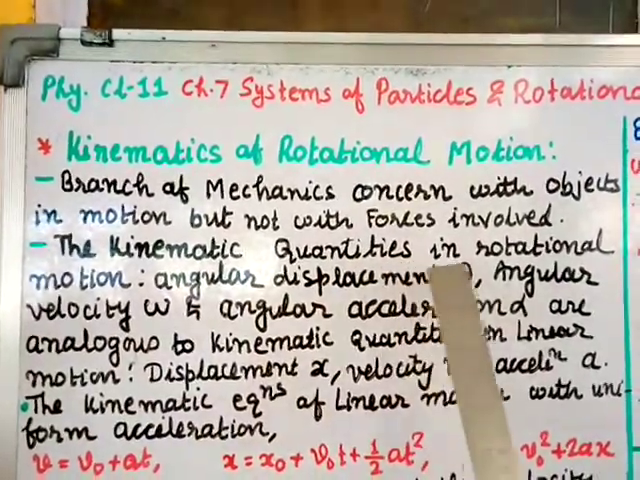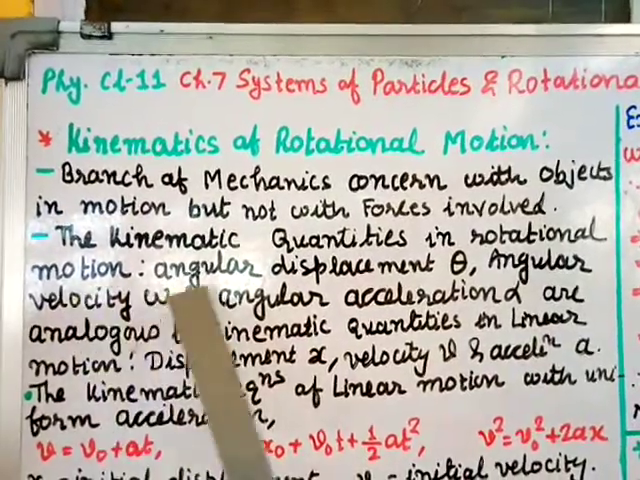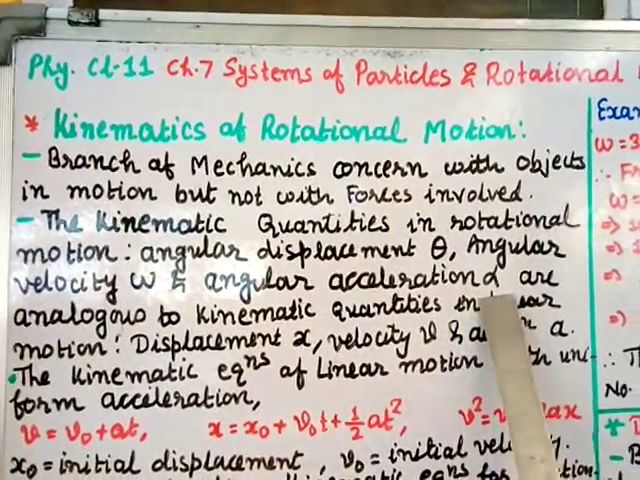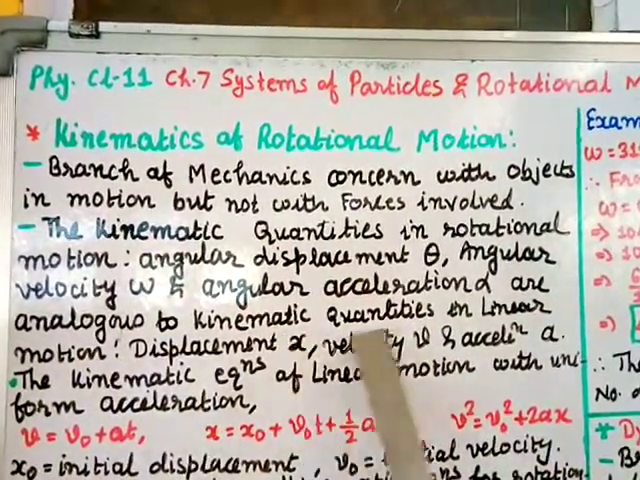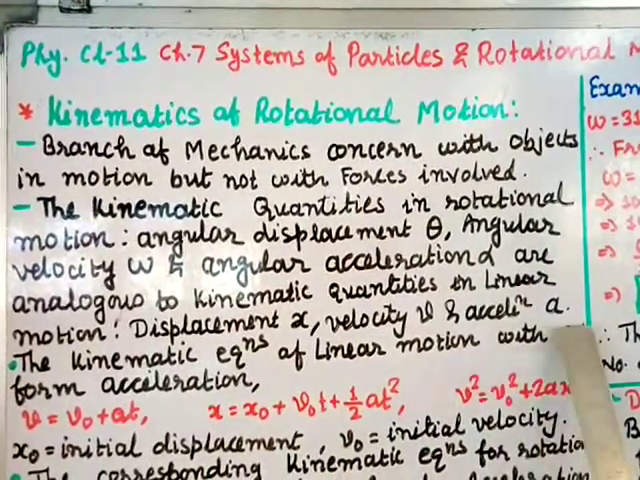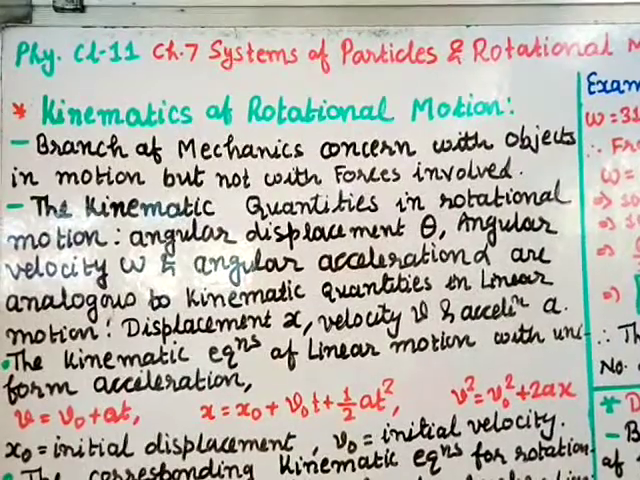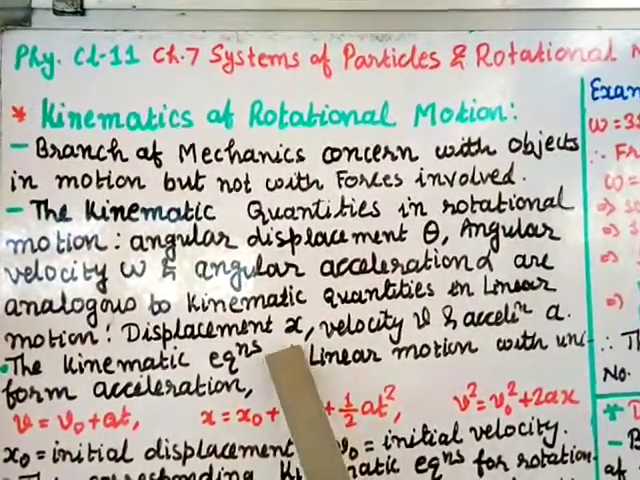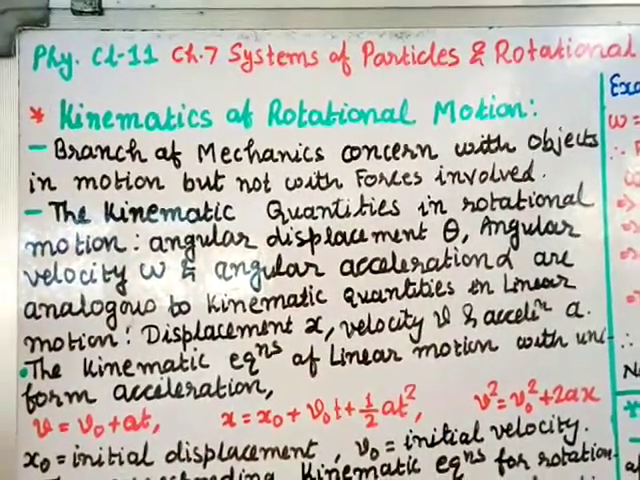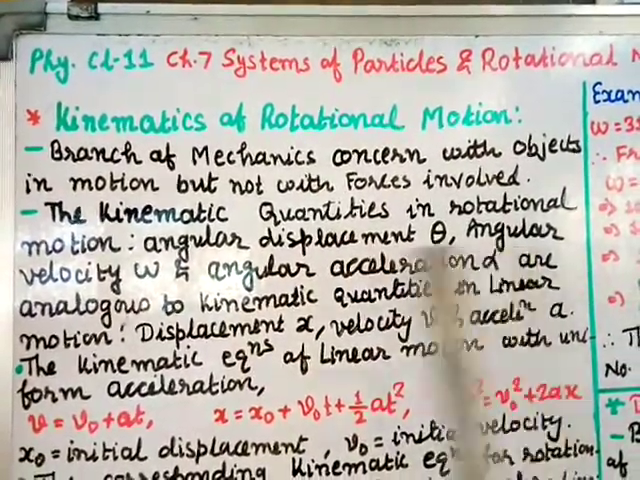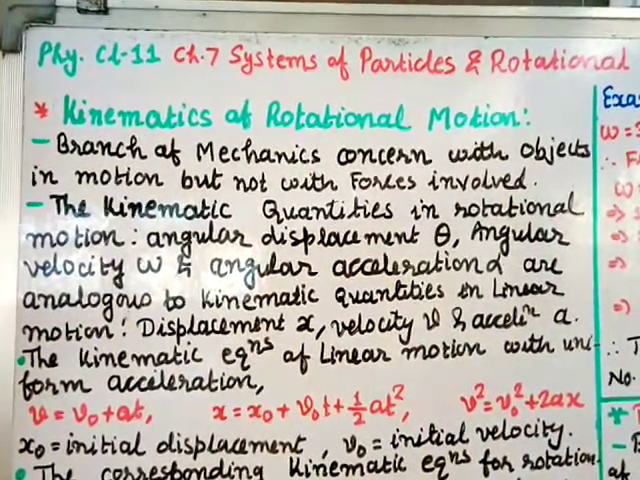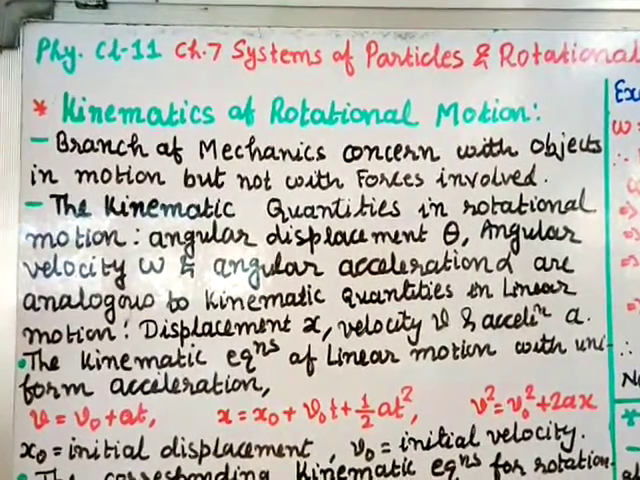In rotational motion, angular displacement theta, angular velocity omega and angular acceleration alpha are analogous to the kinematic quantities in linear motion: displacement x, velocity v and acceleration a. In linear motion, displacement is x, velocity is v and acceleration is a. Similarly, in rotational motion, angular displacement is theta, angular velocity is omega and angular acceleration is alpha.